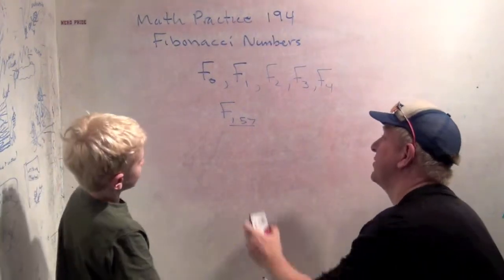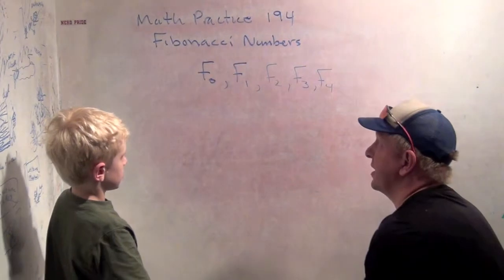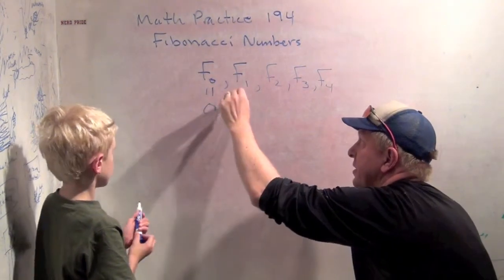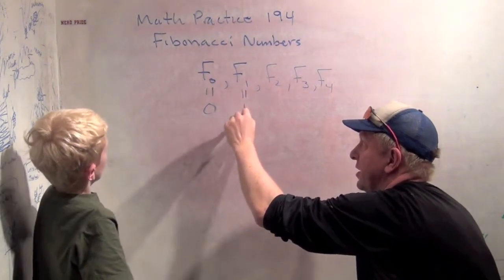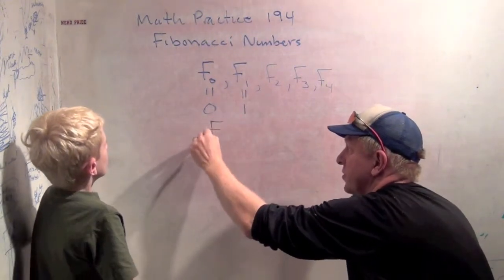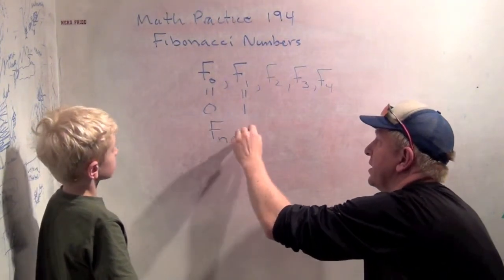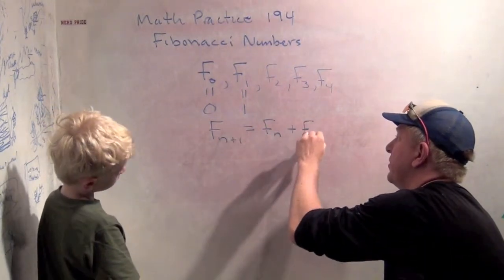So that would be Fibonacci number 157. What I'm going to do is say the 0th Fibonacci number is 0. The Fibonacci number 1 is 1. And then I write this really cool looking equation: Fibonacci number n plus 1 equals Fibonacci number n plus Fibonacci number n minus 1.